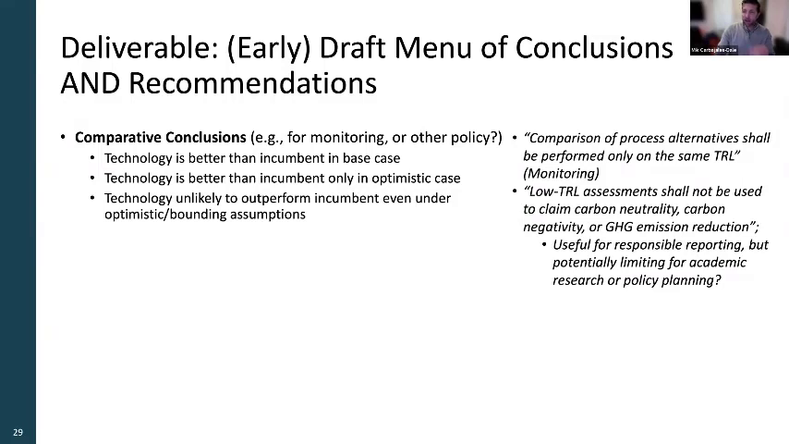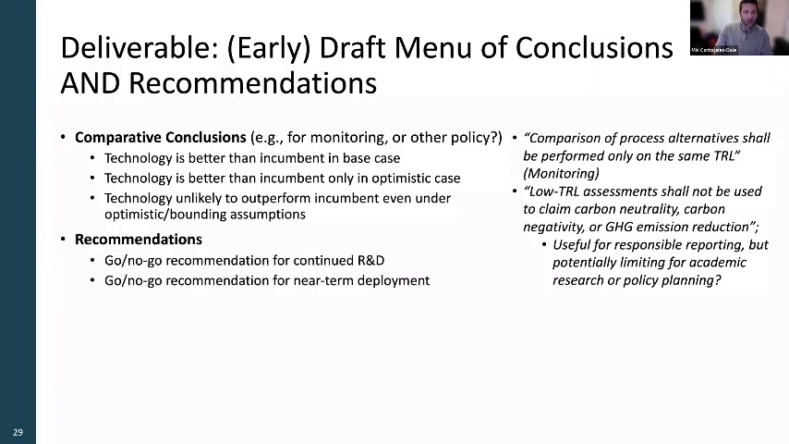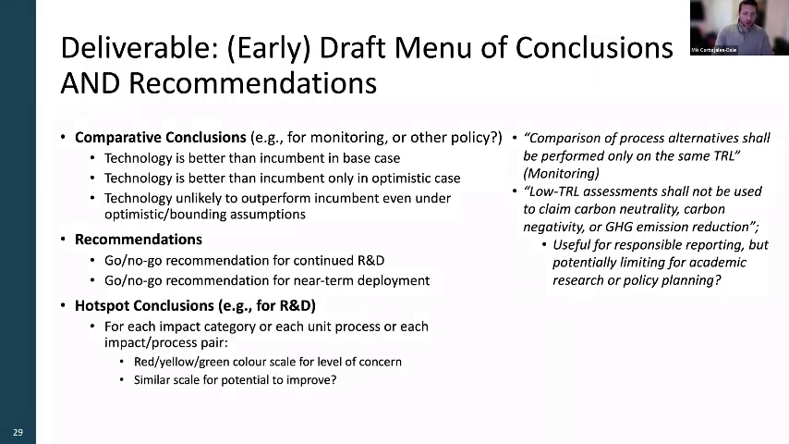Yeah, and we need to be very careful about how these low TRL assessments are going to be used to claim things like carbon neutrality or negativity, because clearly that could feed into policy planning in negative ways. So maybe we're thinking about recommendations, so go, no-go decisions for research and development, or for near-term deployment. And then hotspot conclusions, we were thinking maybe about kind of color scales, red, yellow, green. So being very kind of qualitative about the decision making, or thinking about maybe something like a bandwidth analysis that the Department of Energy has been doing recently in terms of potential to improve. How much leeway do we have in the potential improvement of this system?